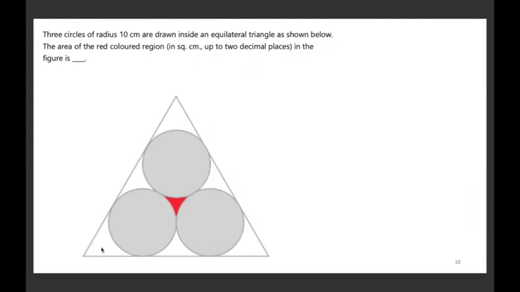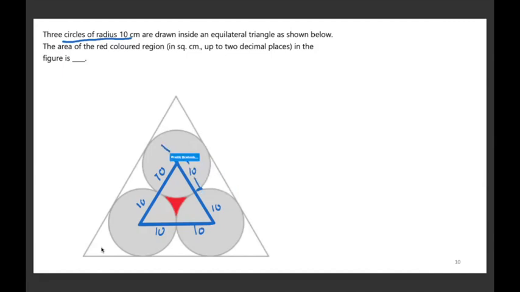If I were to draw the lines of the centers of the circle, it would be something like this. And this triangle hence formed is actually an equilateral triangle. Its side is 10, this is 10, this is 10. Why 10? Because the radius of the circle is 10. So this much to this much is 10.